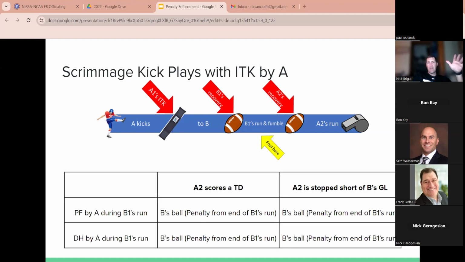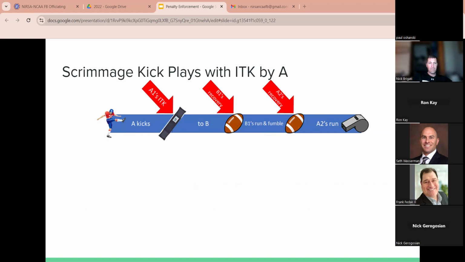Dealing with fouls by A in this case are not incredibly important because it's going to be B's ball with enforcement of the penalty, because the fouls in this case, if they occurred during B1's run and fumble, would be enforced from the end of B1's run and fumble if they're fouls by A.